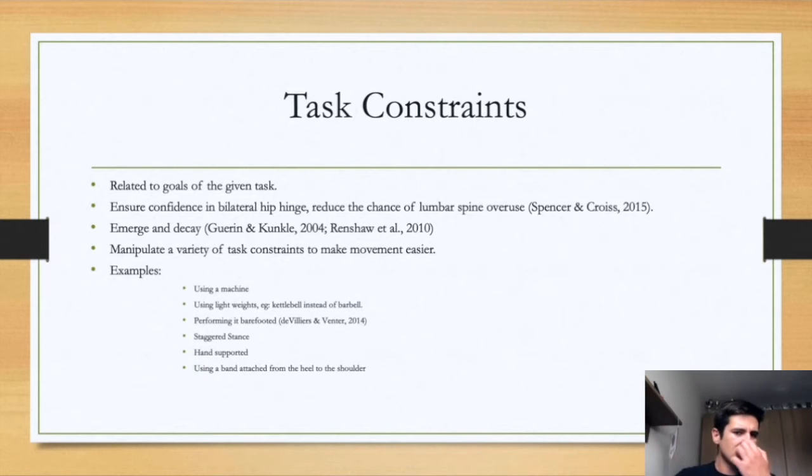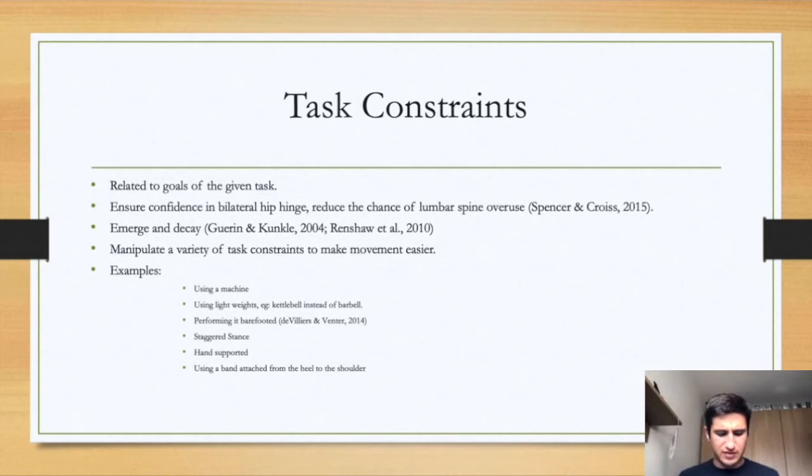Task constraints. Task constraints are constraints which are related to the goals of the given task. These are the constraints which we can mostly manipulate in a gym setting. So, we must always keep in mind that before performing the unilateral hip hinge, we must ensure that the athlete is confident in performing the bilateral hip hinge. This is important because we must reduce the chance of having a lumbar spine overuse injury, because in the single leg hip hinge the movement must occur at the hips, not at the spine.